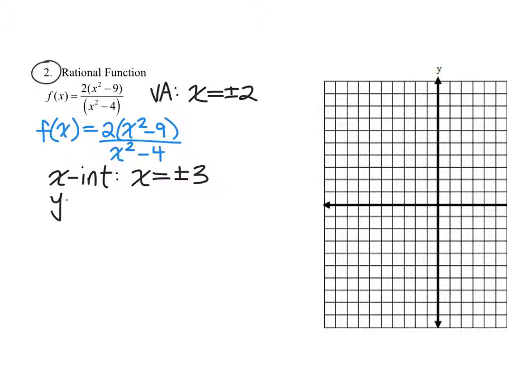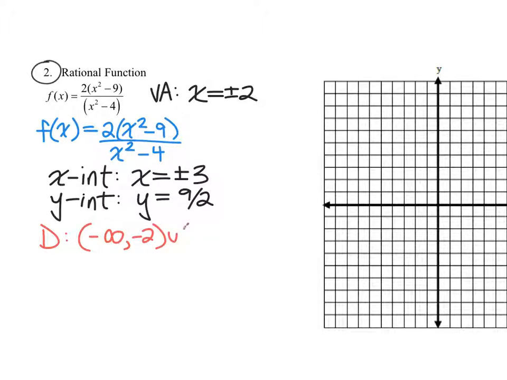Y-intercept, if you can get a y-intercept, that's a good thing. In this case, we're looking at -18 over -4. So y would be equal to 9/2. Just plug in a 0 for x. All right, so it gives us some benchmarks on the graph. That's what we're looking for. Never hurts to state the domain. Negative infinity to -2, union -2 to 2, union 2 to infinity.